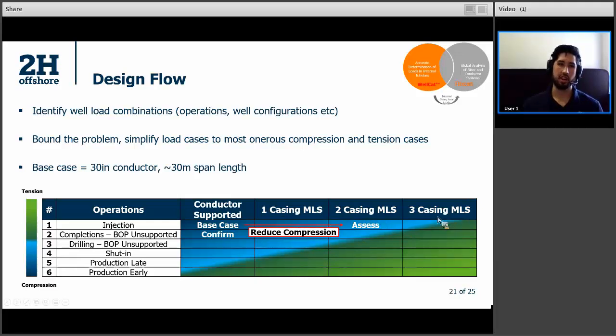And you can see by the color grading that I put in here, we're expecting the compression case to be the worst for conductor supported with injection, and best if it's in early production and with most of our casings hung off on the mudline suspension system. So in order to really start off the process, we're looking at the most compressive case. As base case, taking this first conductor supported case, and then potentially looking to confirm that that is definitely worse than our completion case, and also what movement we can make if we need to reduce the compression. So we're having a look at two casings put on the mudline suspension.